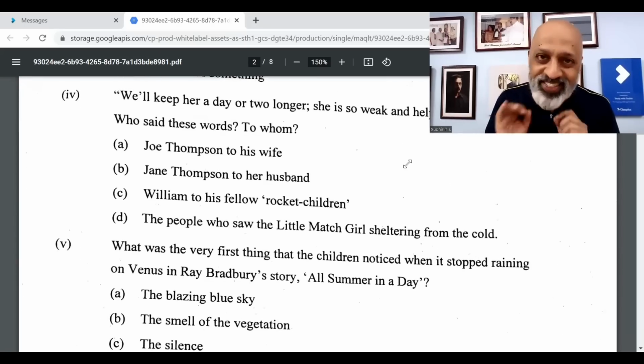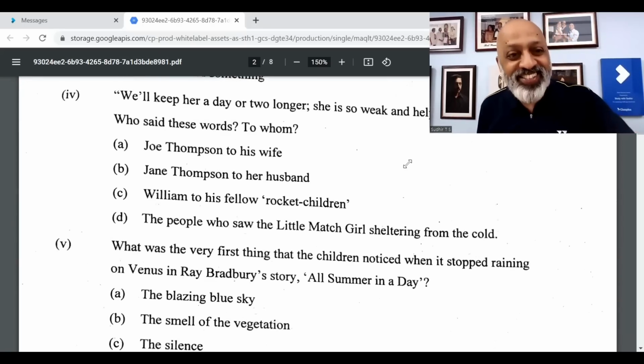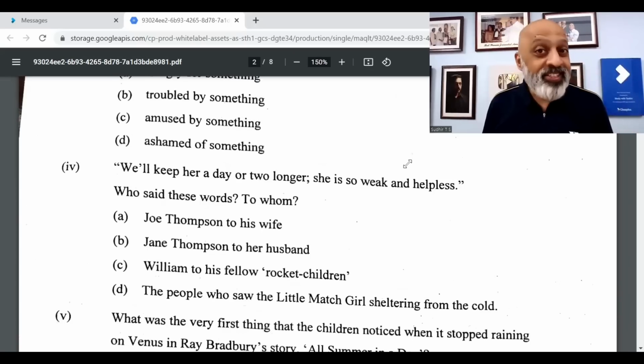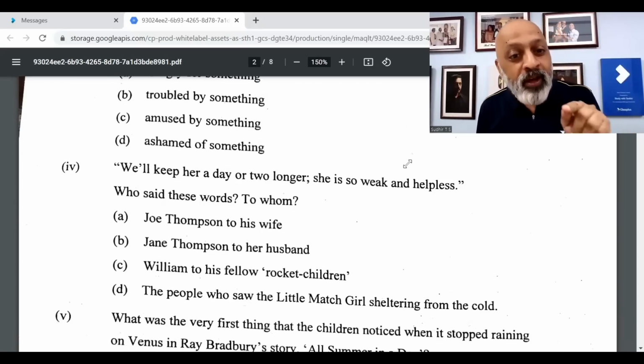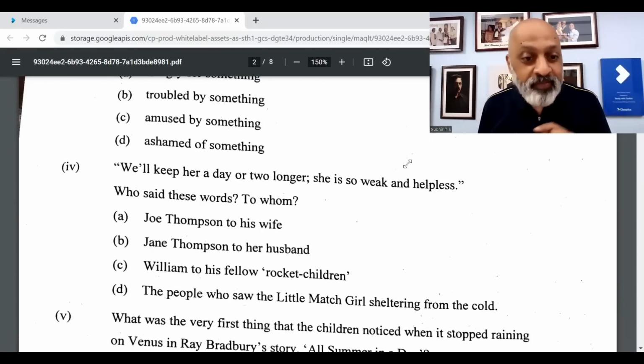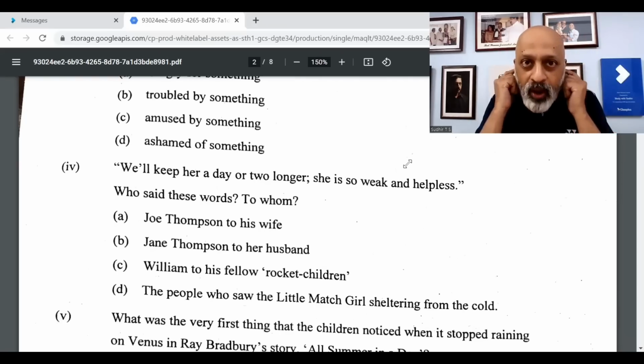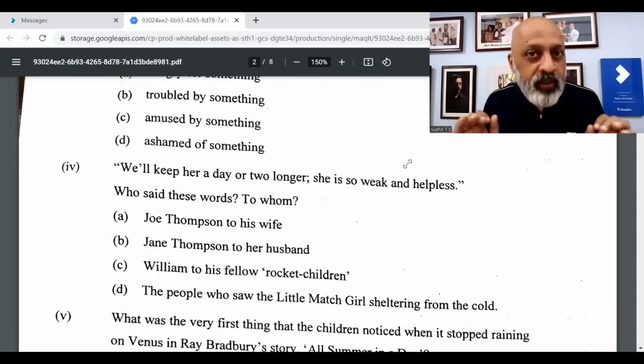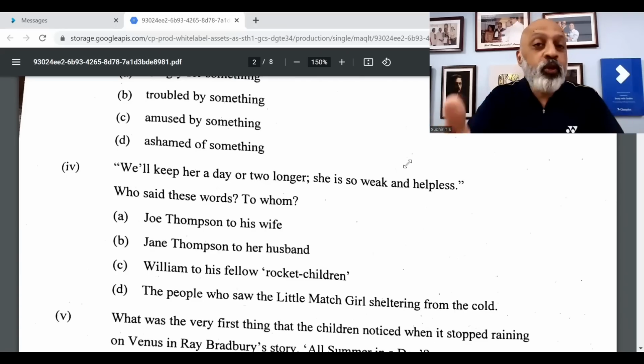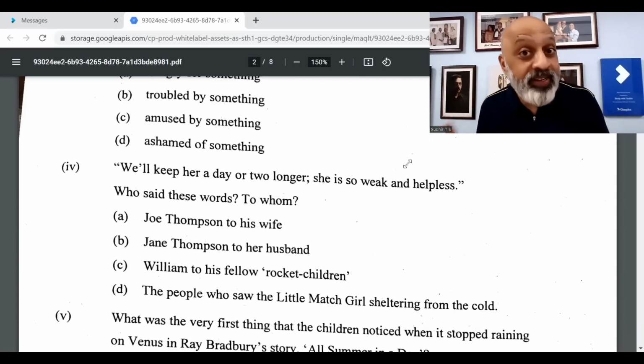And listen, what they have done very cleverly is that for students who do percentage study, in order to confuse them, they have put William to his fellow rocket children and little match girl also as the two options. So in case you are thinking that, are they talking about Margaret? Are they talking about Maggie? You could get confused, right? If you have not read the text carefully. So pretty clever and smart.